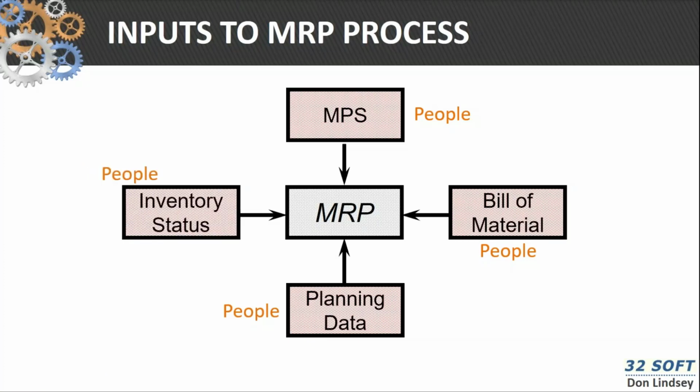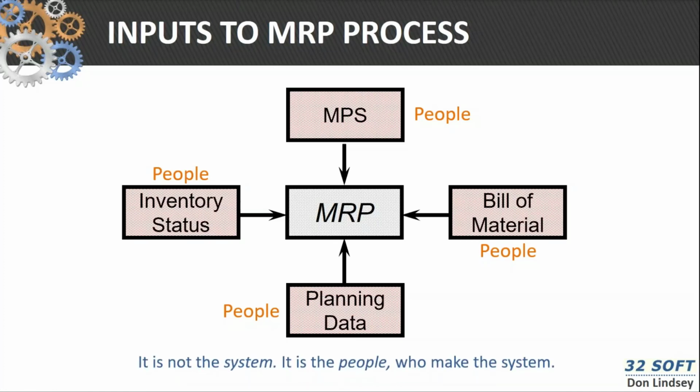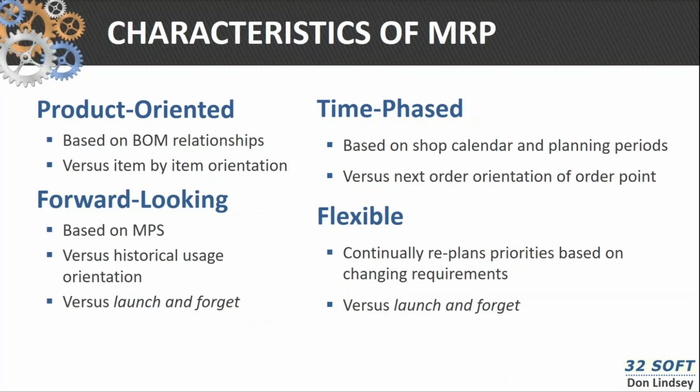And then finally, you have inventory status: the warehouse, quantity on hand, cycle counting, all that information about what the on-hand quantity is. So I always get upset when I hear users say, "it's the system." It's not the system. People make the system work. And that's what we're here today to do, to understand how MRP works and make that system better.